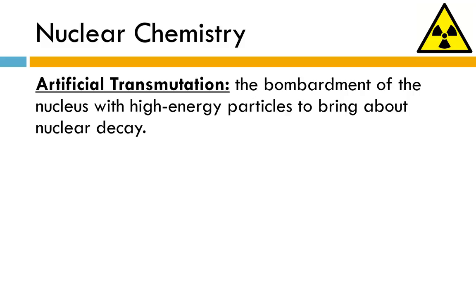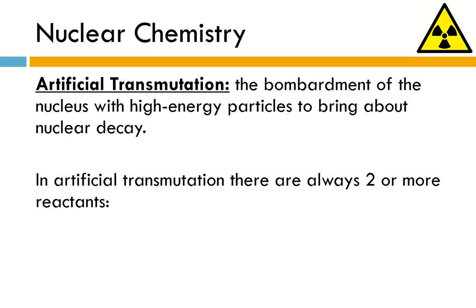So in order for an artificial transmutation to take place, we bombard a nucleus with high energy particles. So basically, we force the nucleus to undergo some sort of change. A lot of times this is going to require a particle accelerator, which is a very high-tech, very expensive piece of equipment. So this is not really going to just happen in a traditional lab. You need very specific instrumentation to get this to occur.